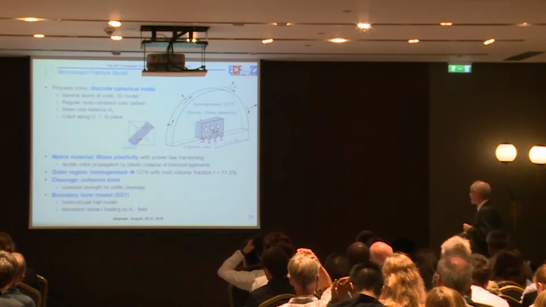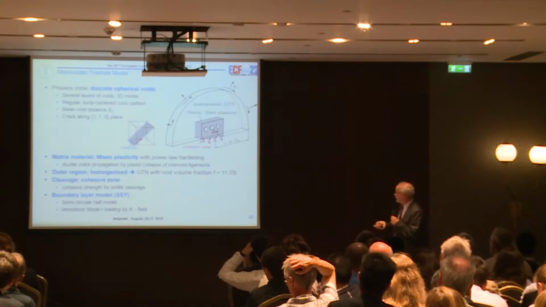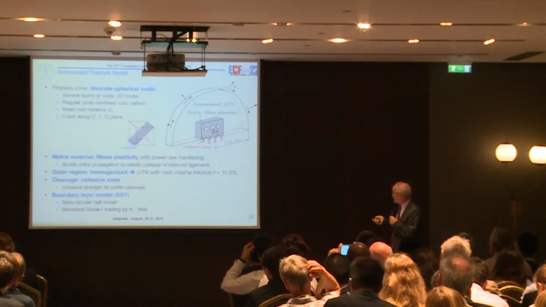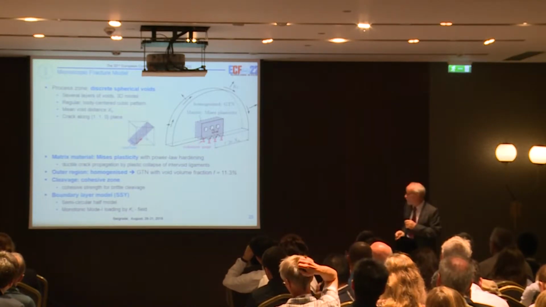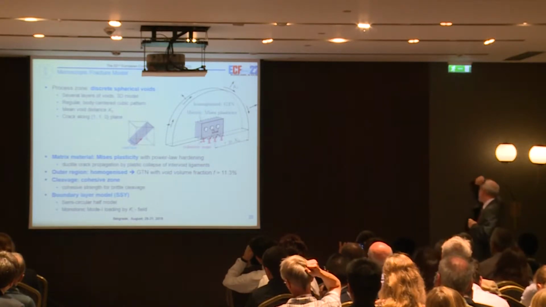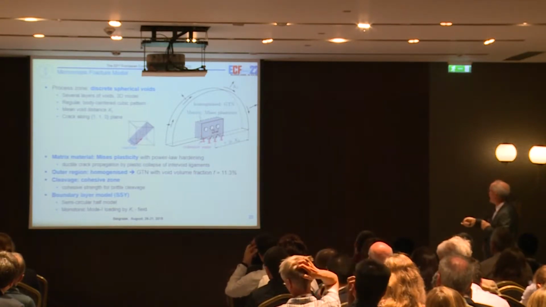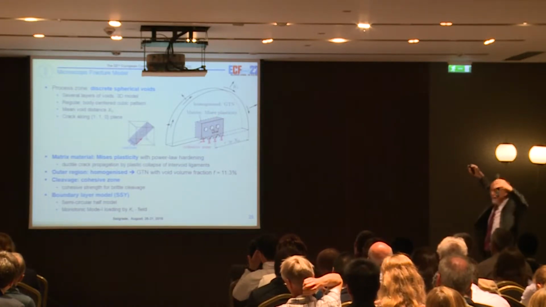And this is for simulating the ductile behavior. Now we want to go to cleavage, and then we insert cohesive elements along the ligament and between the voids. This is also called a boundary layer model. We have a semicircular half model, and we now apply a monotonic K field at the outer side.